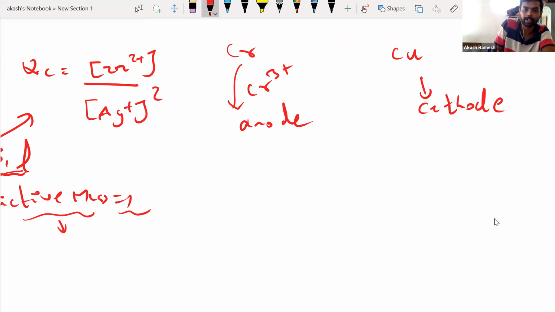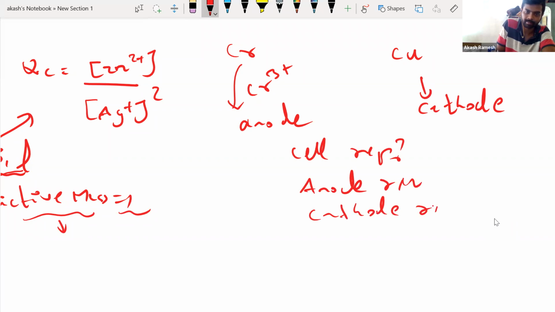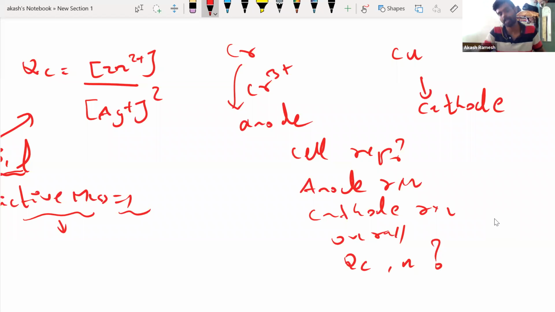Again, the same thing: cell representation, anode reaction, cathode reaction, overall reaction, and the QC and the N values, all things I want to know. Go for it. I'll give you 2-3 minutes. First, maybe write the anode reaction, then the cathode reaction, then you go for cell representation, then you go for overall reaction, and then you tell me what is the N value and what is the QC. How will you write QC? Go for it.